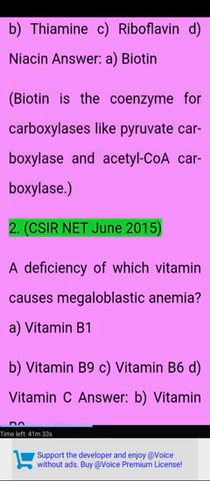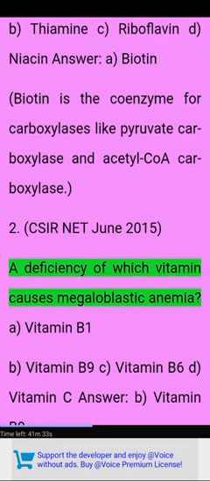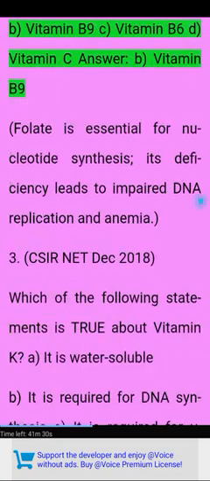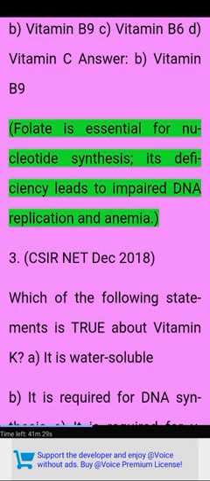2. CSIR NET June 2015. A deficiency of which vitamin causes megaloblastic anemia? A. Vitamin B1. B. Vitamin B9. C. Vitamin B6. D. Vitamin C. Answer: B, vitamin B9. Folate is essential for nucleotide synthesis. Its deficiency leads to impaired DNA replication and anemia.